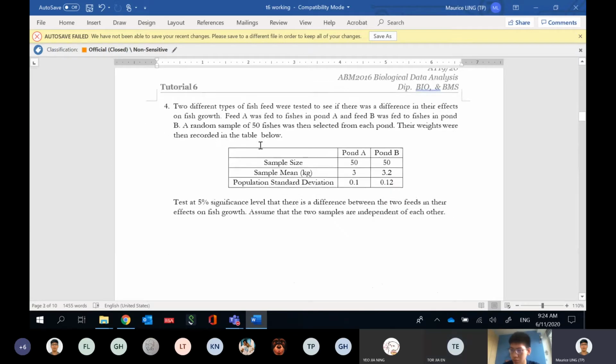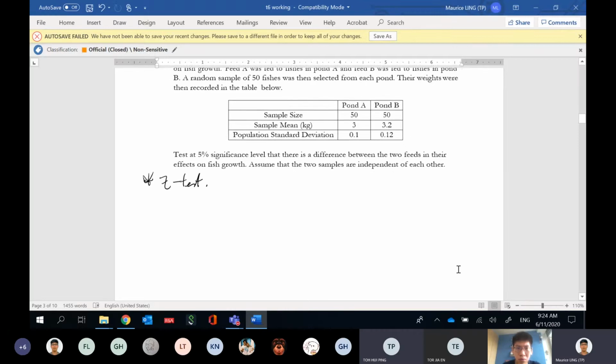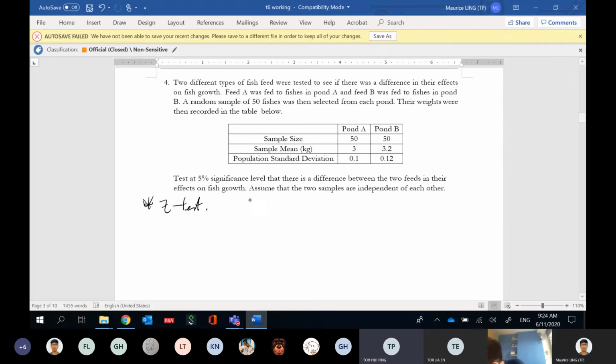All right, so let's go up. Hui Ping, for question 4, what test do you use? I use z-test. Okay, you use z-test, correct? So what is the hypothesis? The null hypothesis is mu1 equal to mu2. What is mu1? What is mu2? Mu of pawn A equals mu of pawn B.